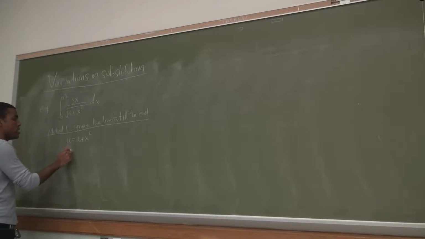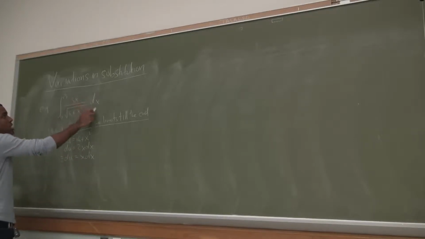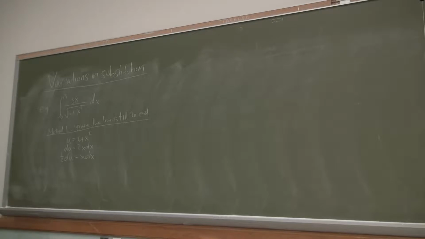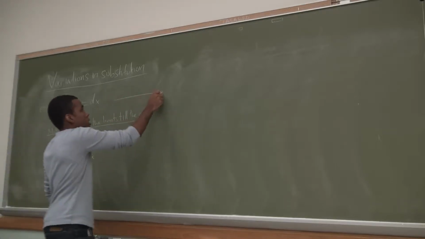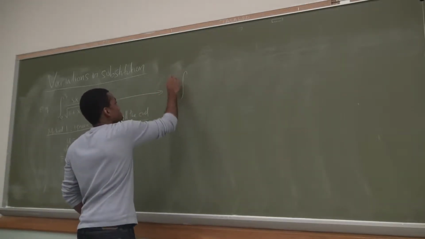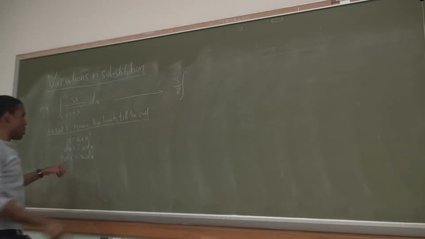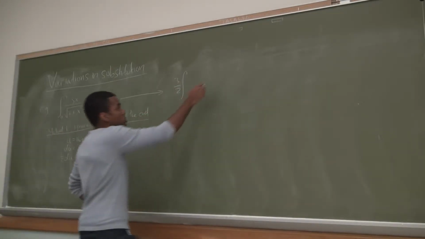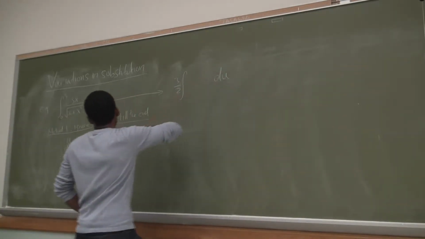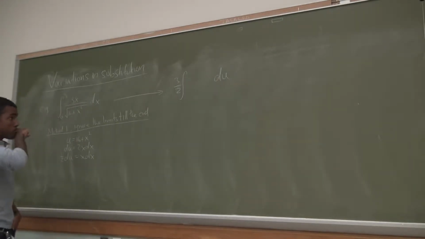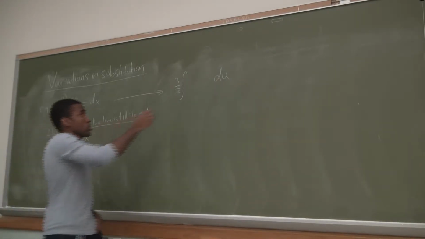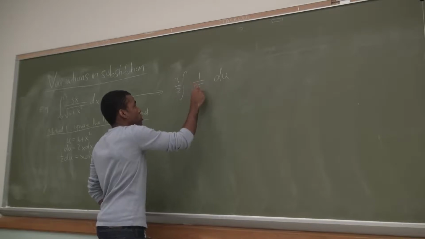So here my du would be 2x dx. And so 1/2 du is my x dx. So this guy here gets replaced by 1/2 du. So this integral becomes 3/2, because that's from that 1/2 du replacing x dx. What am I left with now? 1 over radical u, right?